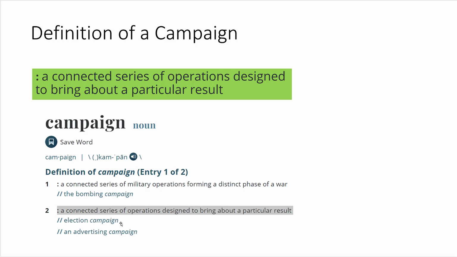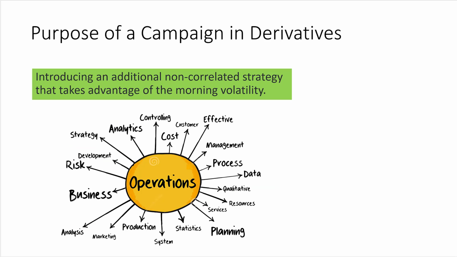Here, the definition that I simply pulled from the website is that a campaign is a connected series of operations designed to bring about a particular result. So we start off with the definition, and then we drive into the purpose of this campaign, using those instruments of weapons of mass destruction, options. Once you click that button, it's pretty much over.